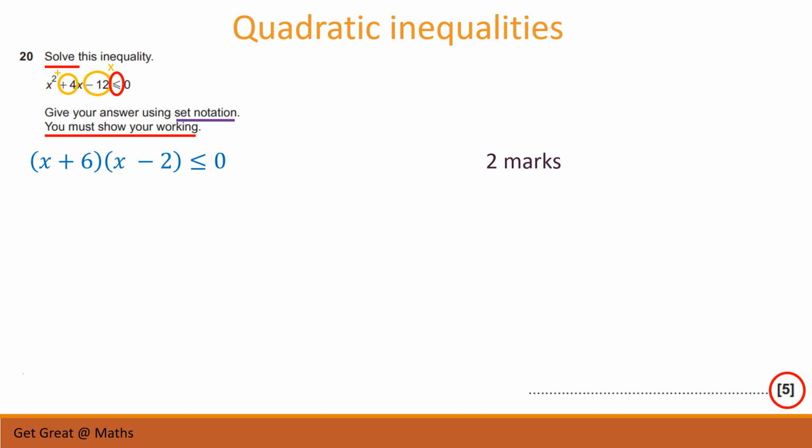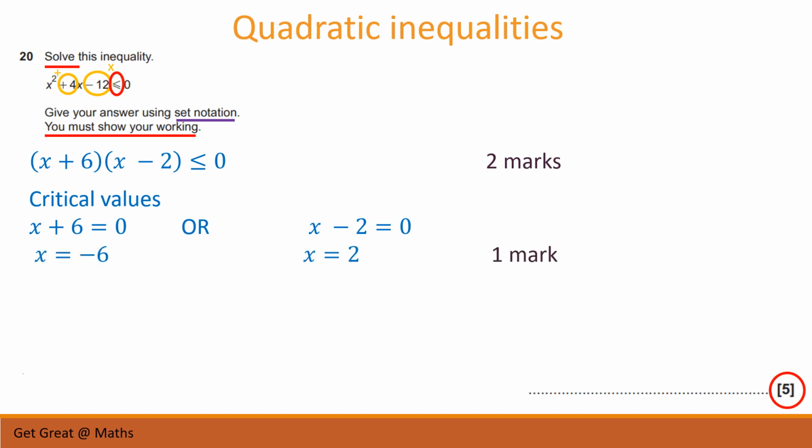From here we need to look at each bracket separately, and this will give me the critical values. So if I say x plus 6 equals 0 or x take away 2 equals 0, that means x is equal to negative 6 or x is equal to 2, which will give you a mark.